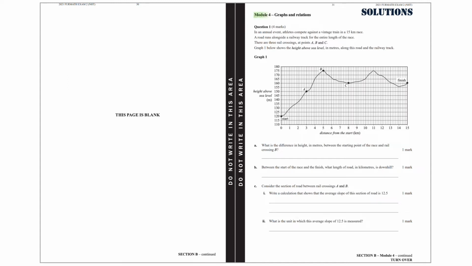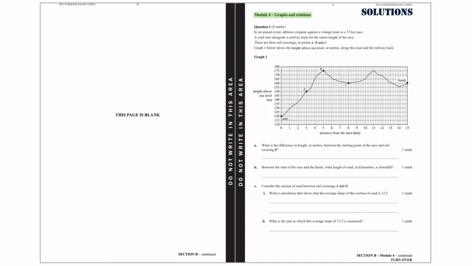Module 4, Graphs and Relations. Question 1. In an annual event, athletes compete against a vintage train in a 15-kilometer race. A road runs alongside the railway track for the entire length of the race. There are 3 rail crossings at points A, B, and C.